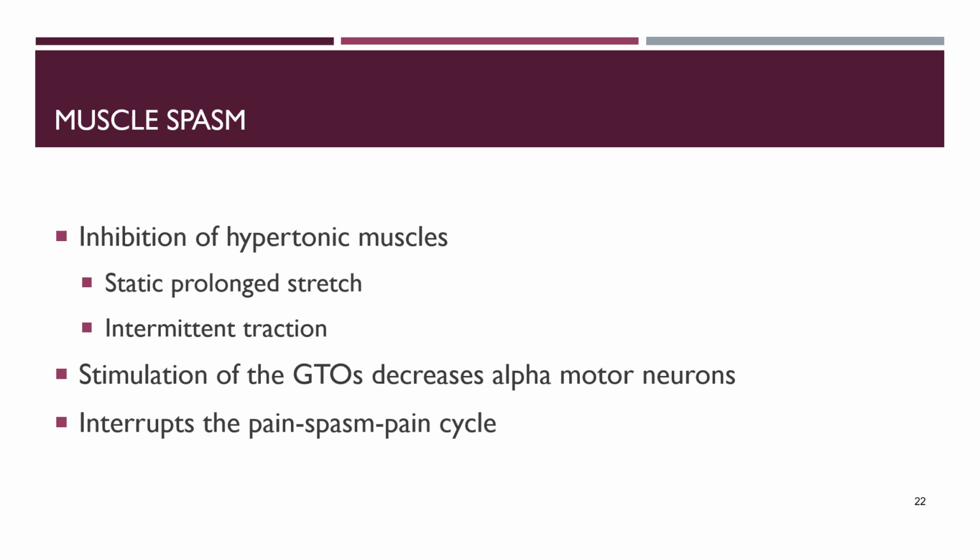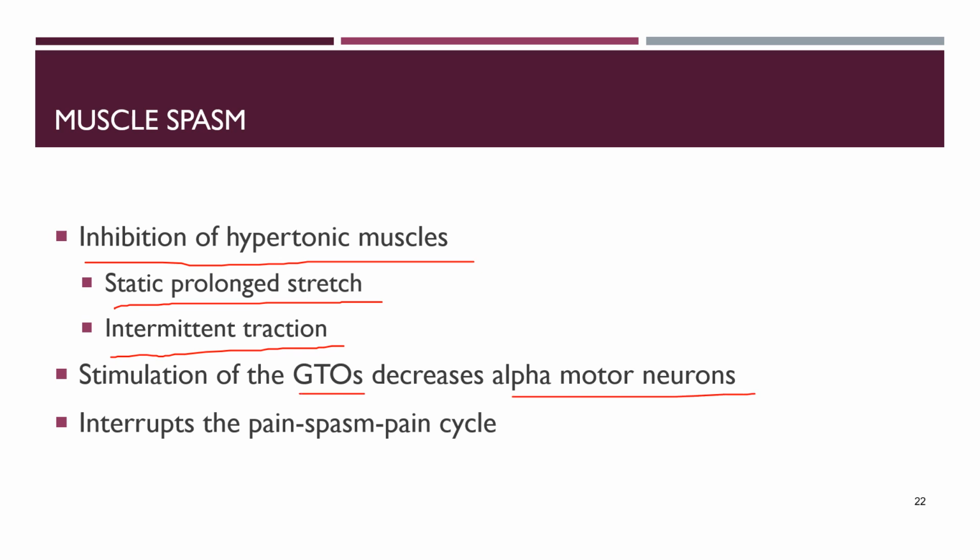Again, now looking back at muscle spasms, we're trying to inhibit hypertonic muscles. We can do this by using static prolonged stretching, which is typically what we do with normal range of motion stretching, or intermittent traction to break that pain spasm pain cycle. So again, trying to inhibit the muscle, we're stimulating those GTOs to decrease that alpha motor neuron firing.